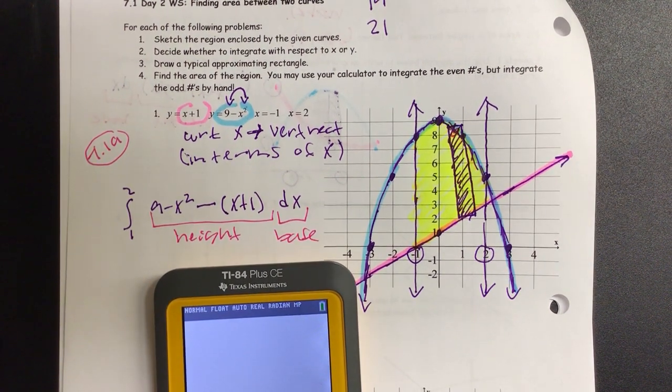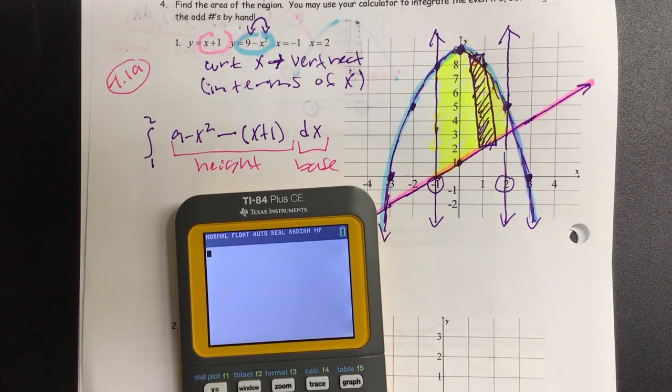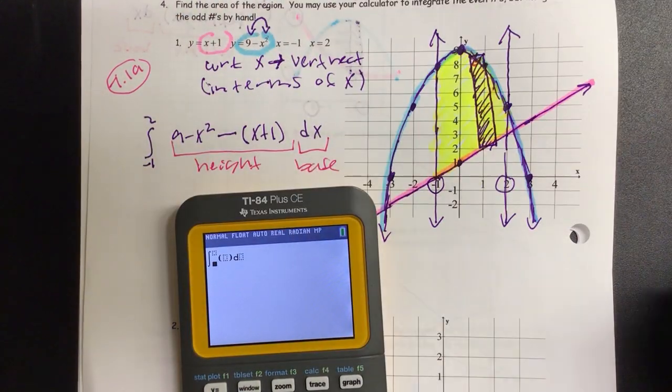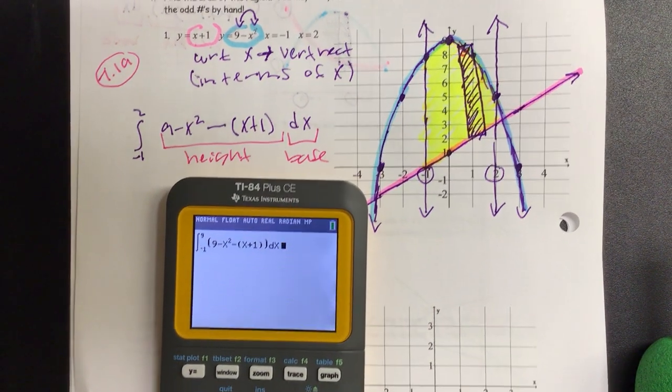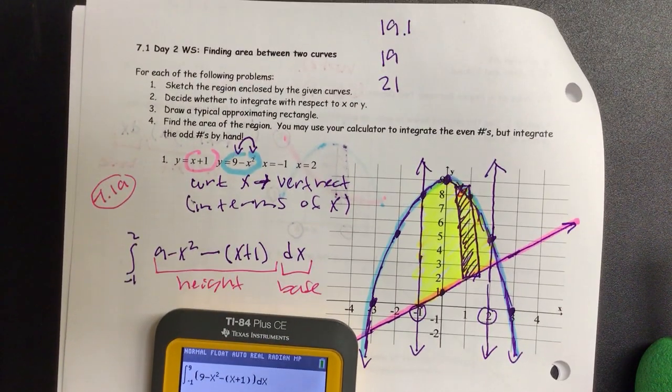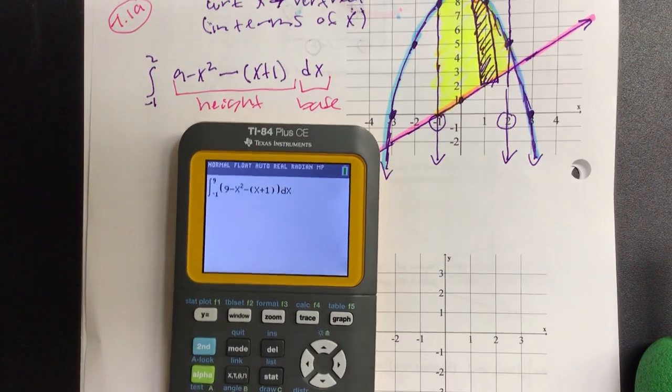All right, so how do we find the integration symbol on the calculator? Math, 9. And we're starting from, no one caught this one, -1. So we have -1 to 9. And let's put in our equation: 9 minus x squared minus the parentheses of x plus 1. And let's put dx. And let's see who was more correct: 19, 19.1, or 21.